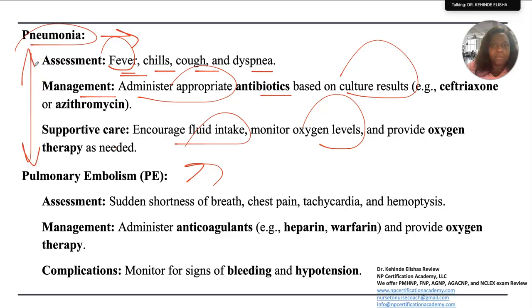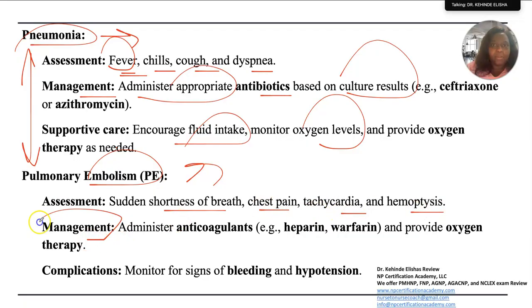If you work in ICU or med-surg, you will run into them. Now, what about pulmonary embolism? Automatically, you know it's a clot. When a clot breaks loose and goes into the head, it's called a stroke. When a clot breaks loose and goes to the heart, it's called a heart attack. However we see clots, we don't want it happening to us because it can lead to something really, really chronic and bad. So assessment: sudden shortness of breath, chest pain, tachycardia, hemoptysis.